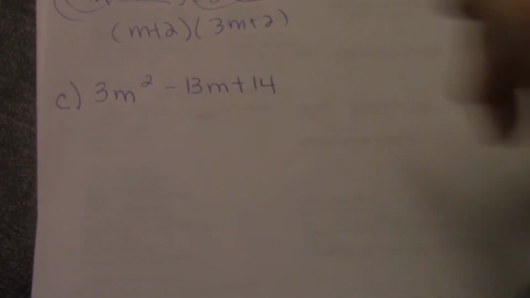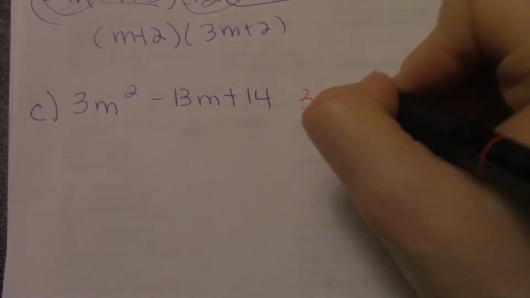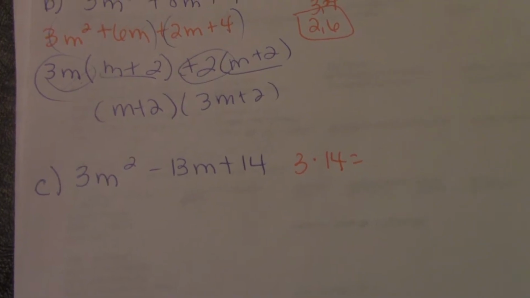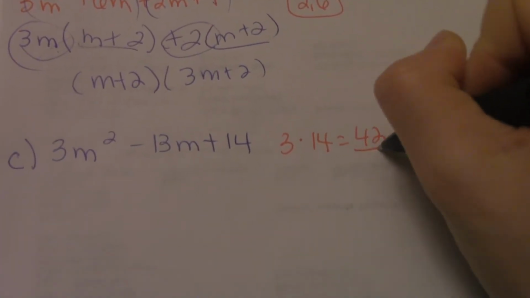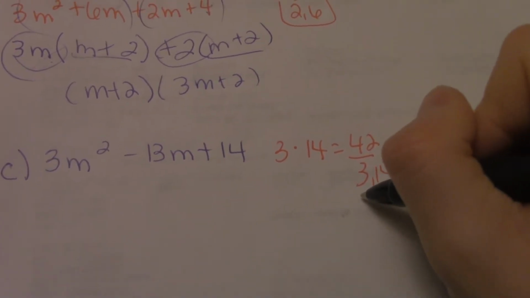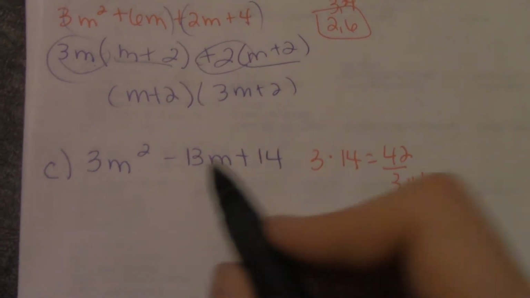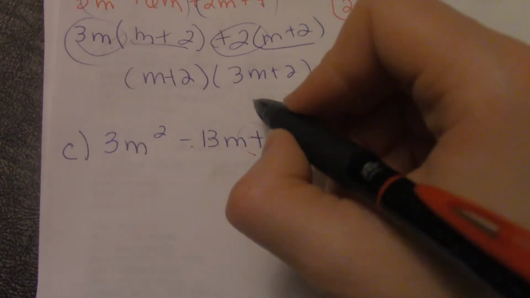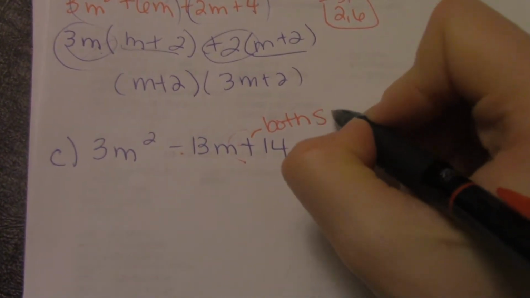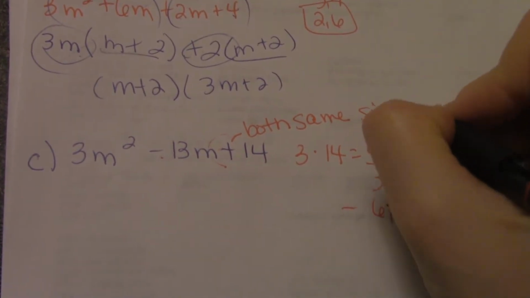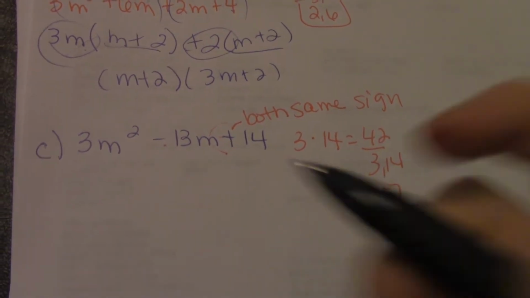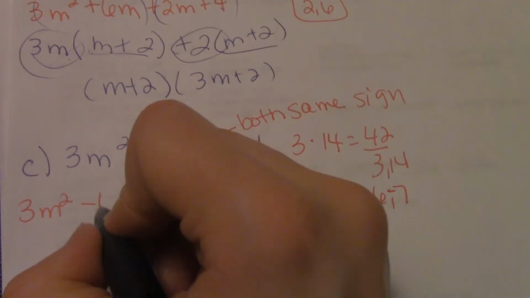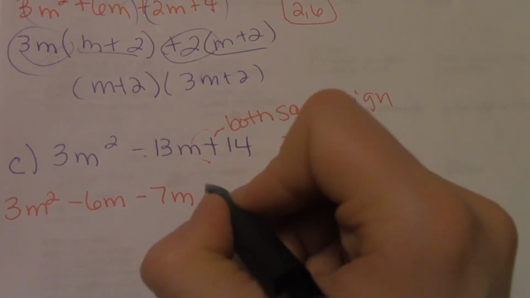Let's try another one. Remember, first thing, 3 times 14. 3 times 14, calculator, is 42. So 3 and 14, that doesn't make 13. 6 and 7, that does make 13. Now this is a minus sign here. So they're both going to be minus because this is a plus sign. So remember, this means both same sign. So we have, excuse me, 3m squared minus 6m minus 7m plus 14.